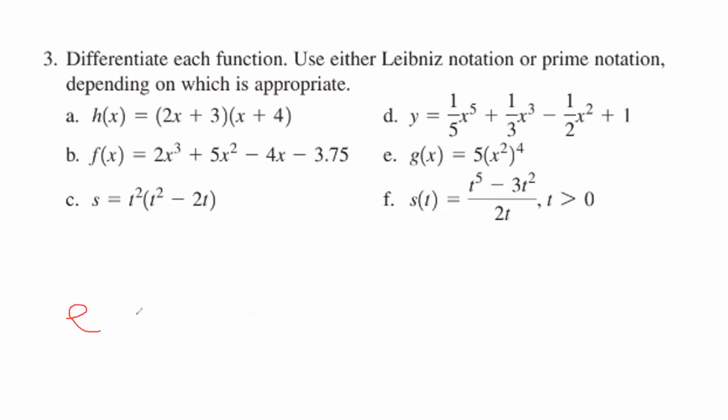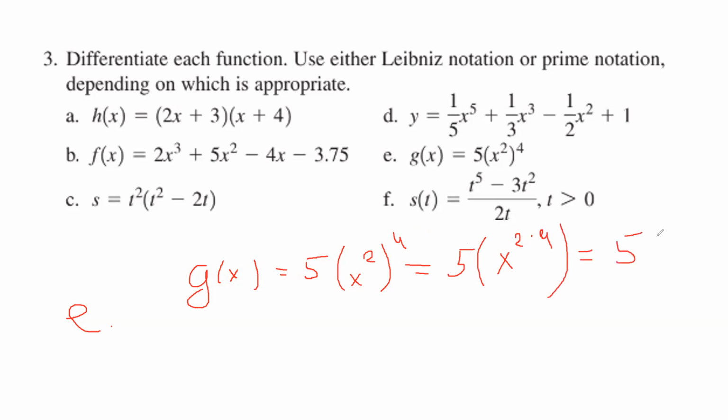Example E. G of x is equal to 5 times x squared to the power 4. First, the simplest thing I can do is simplify it. And I'm going to open these brackets by bringing x squared to the fourth power. When we bring a power to a power, powers are multiplied. 5 times x squared times 4.